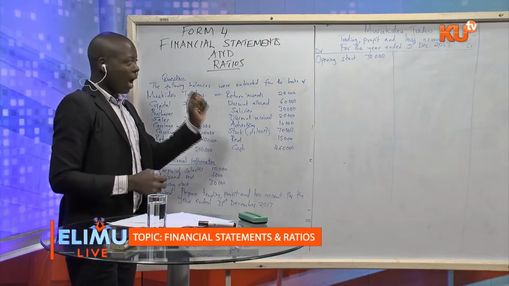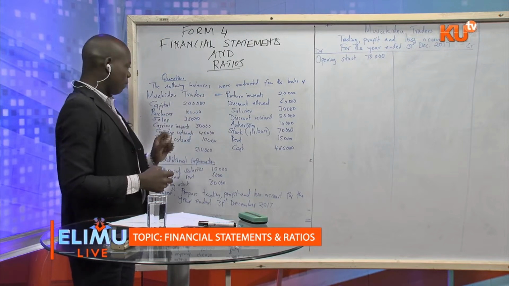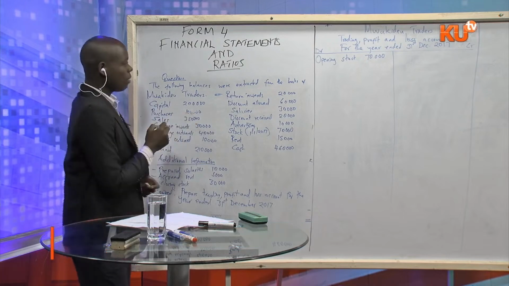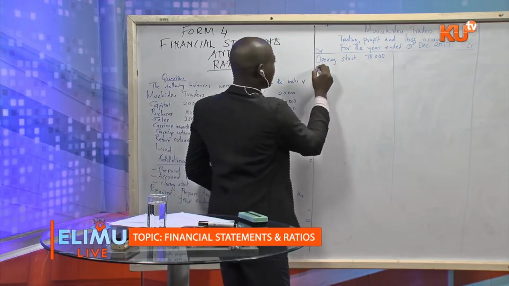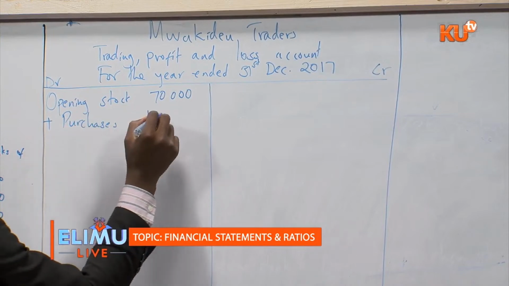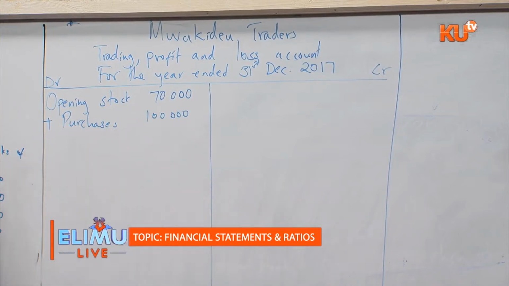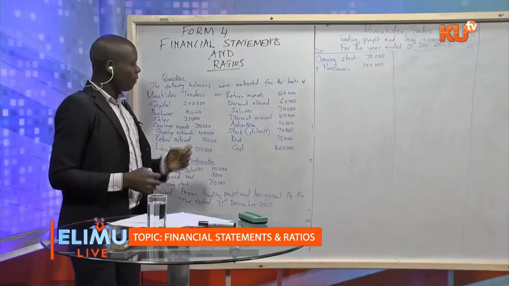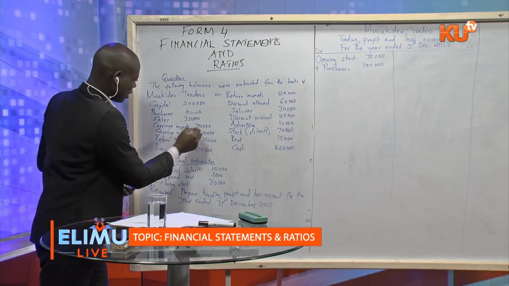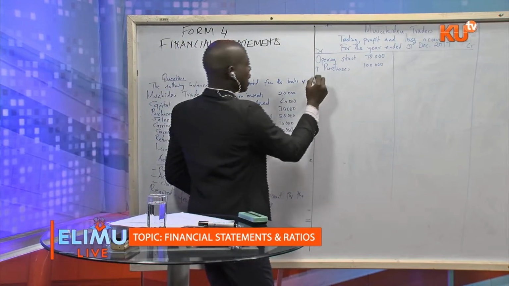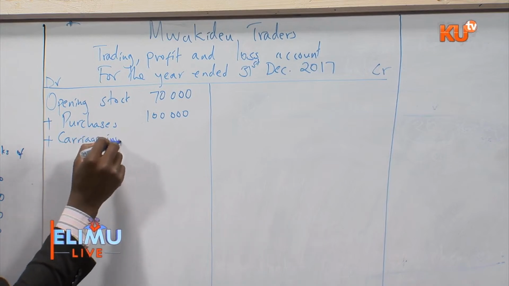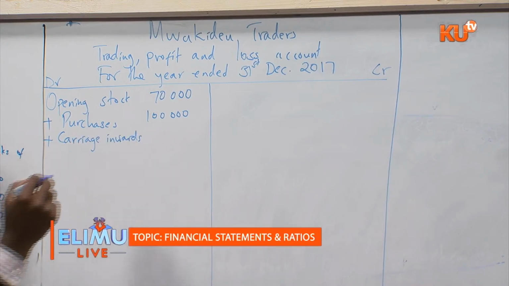Then number 2, add purchases. Do you have purchases for Mwakideu? Yes, we have purchases worth 100,000. So we add purchases, which is 100,000. Number 3, do you have carriage inwards? From the entries, yes, we have carriage inwards, 30,000. So we add carriage inwards, 30,000.